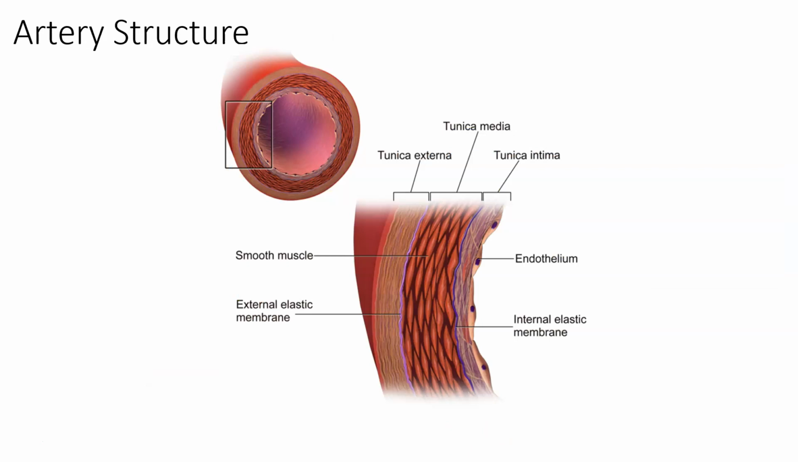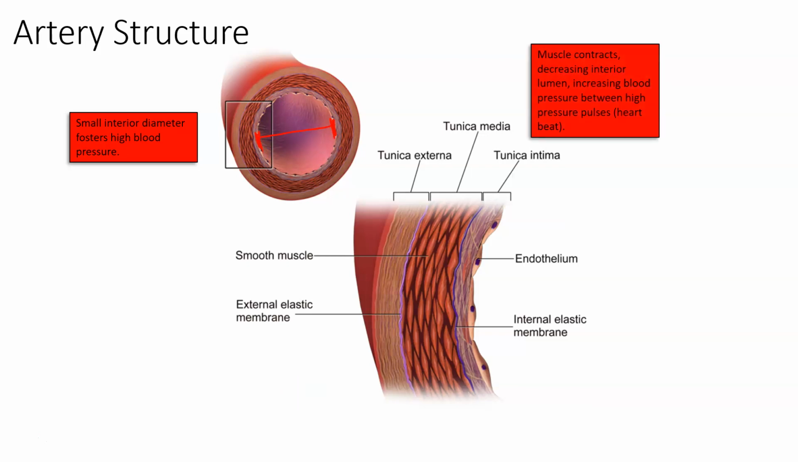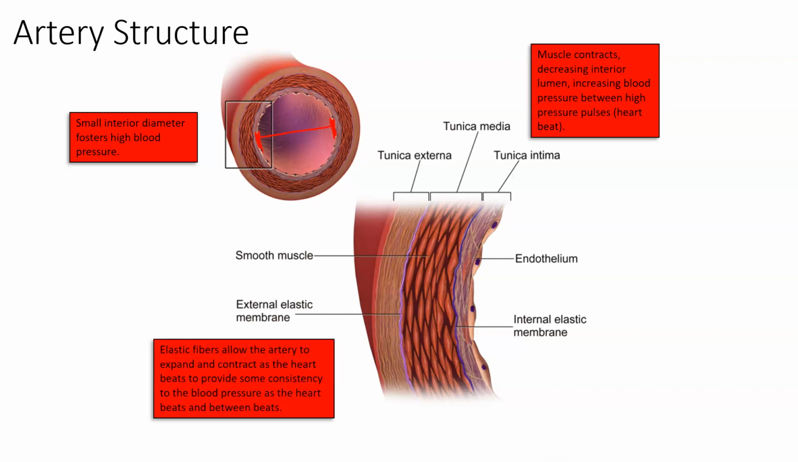Okay? If we focus on the arterial structure or the artery structure, there are some key things that we have to focus on. When we look at the diameter or the cross section of this particular vessel, you will see that the interior diameter is actually very small. There are really thick muscular layers, and those muscular layers are always associated with these elastic fibers. Okay, so if we focus on this particular diagram, you have a small interior lumen that helps to keep blood pressure high.